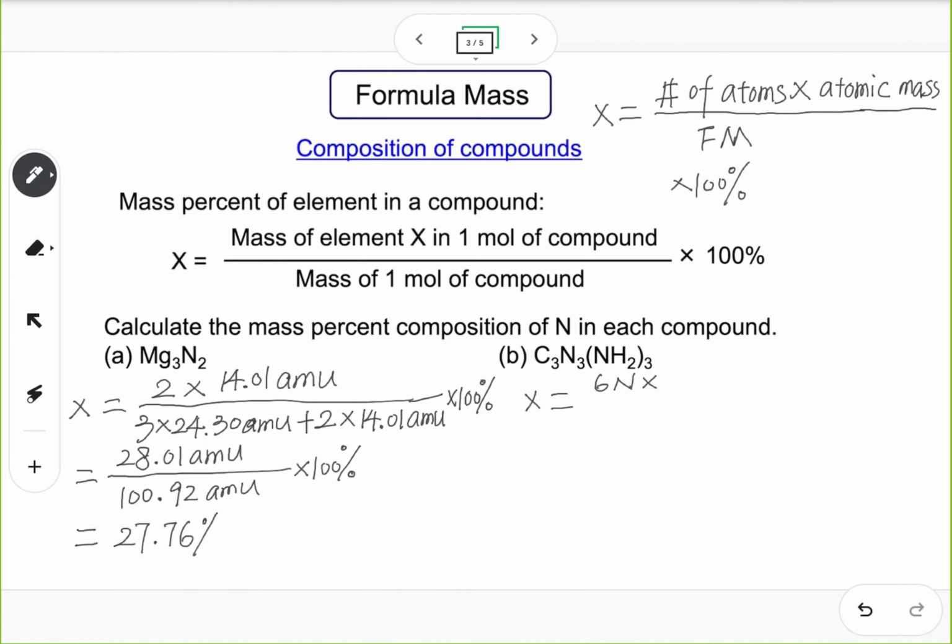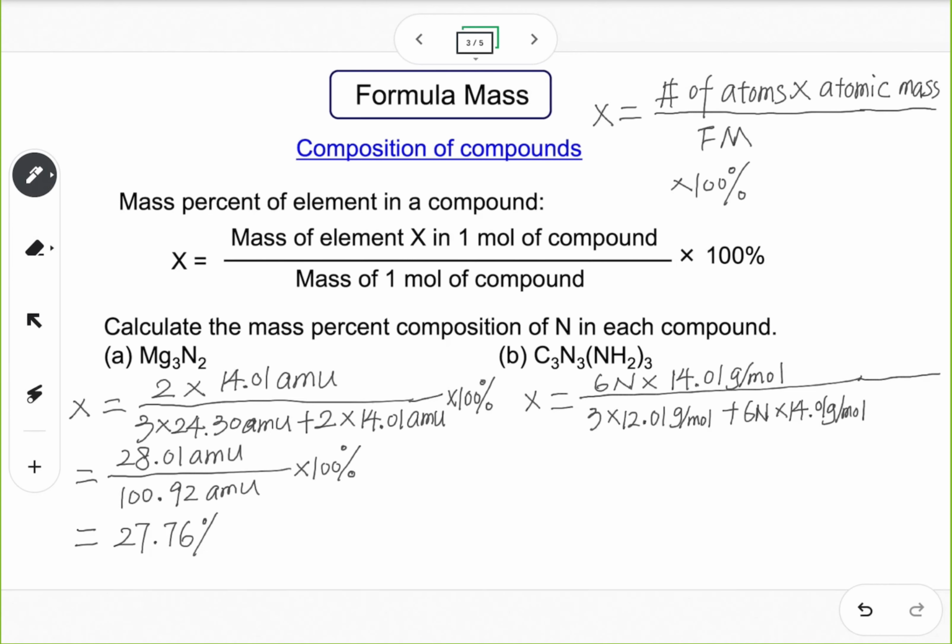So 6 nitrogen times the 14.01 atomic mass of nitrogen. I'll use gram per mole, it's the same thing as AMU. Now at the bottom, carbon, you have 3 carbons. So 3 times, for each carbon, 12.01 gram per mole, plus, now nitrogen, as we did on top, 6 nitrogen times 14.01 gram per mole.